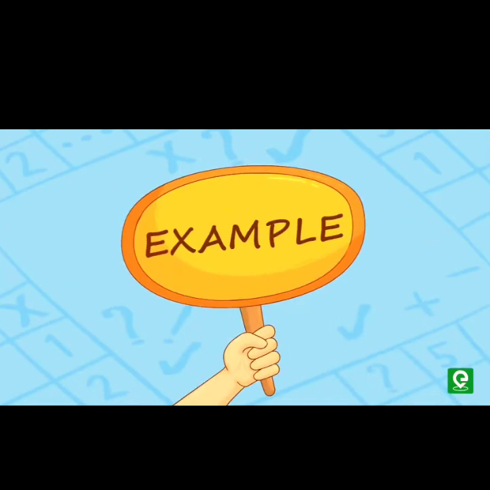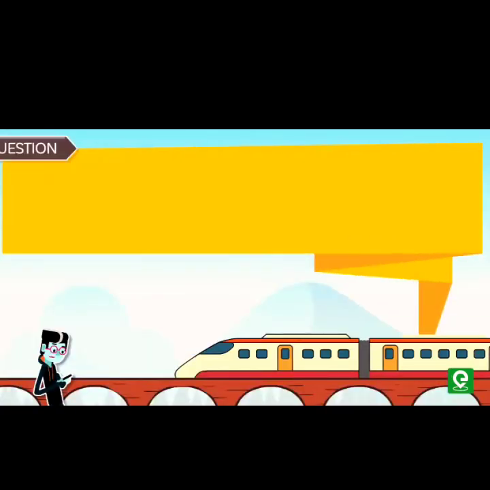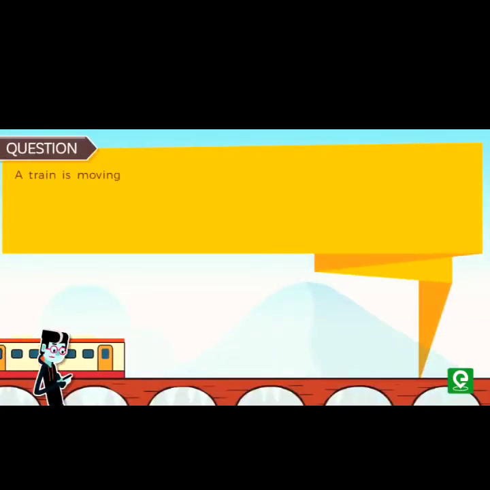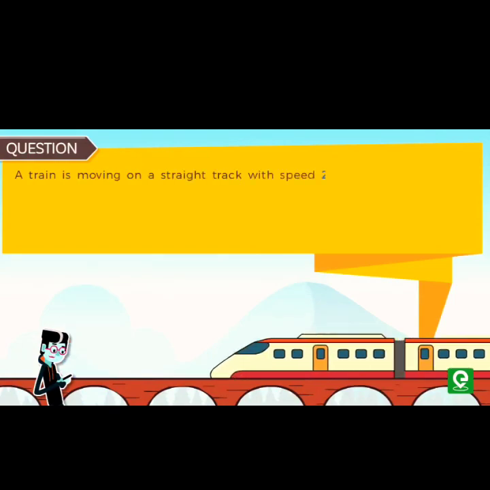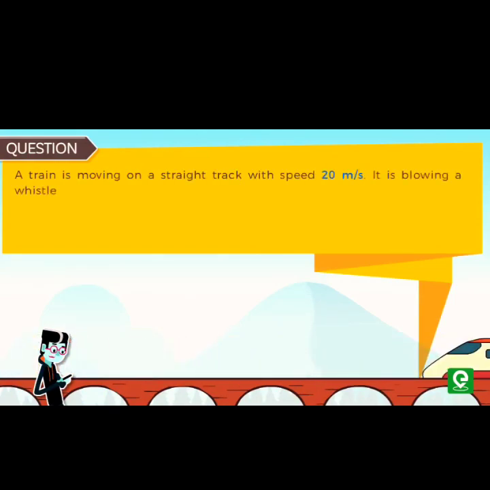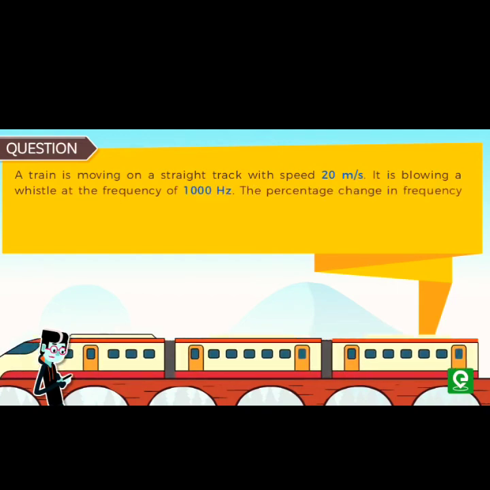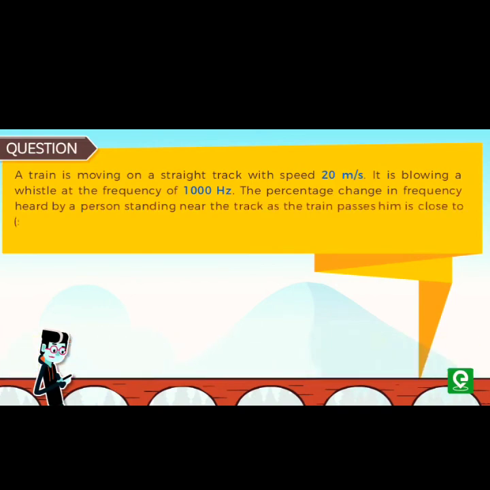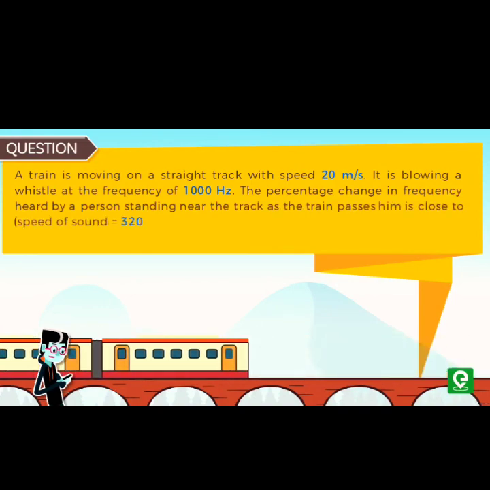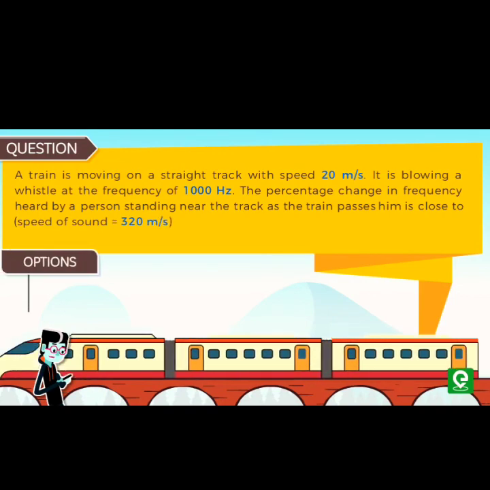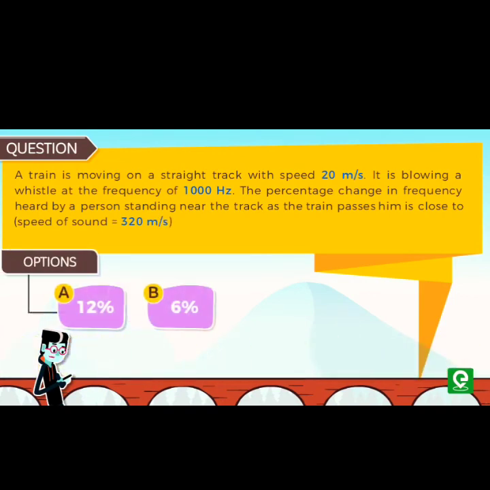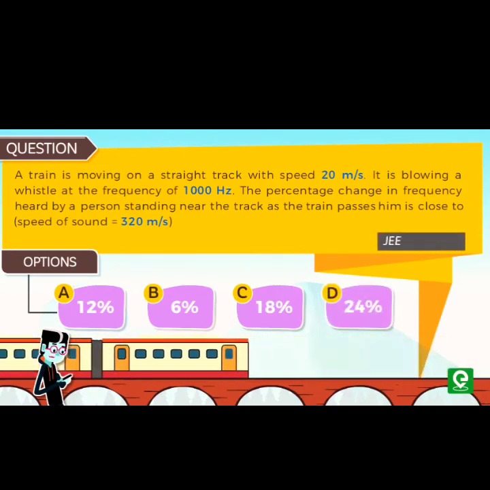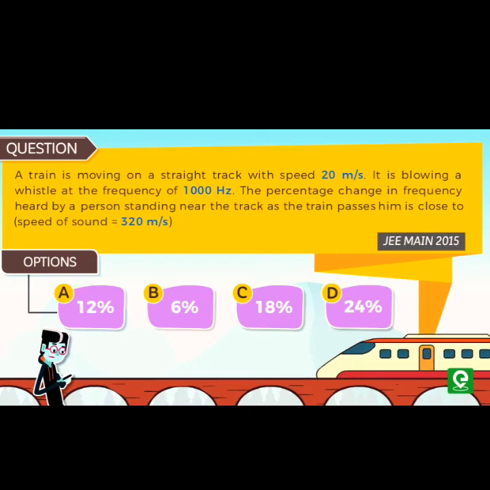Let's solve an example to understand this concept better. Question. A train is moving on a straight track with speed 20 meters per second. It is blowing a whistle at the frequency of 1000 Hz. The percentage change in frequency heard by a person standing near the track as the train passes him is close to (speed of sound is equal to 320 meters per second). The options are 12%, 6%, 18%, 24%. This question was asked in the JEE Main 2015 exam.